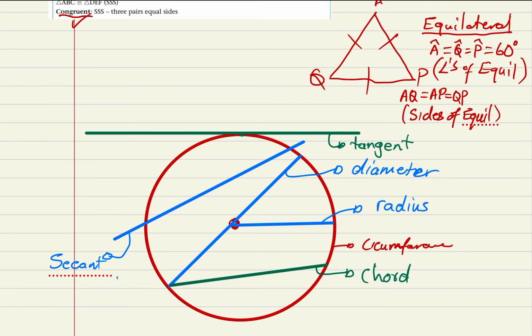Now I want us to be able to identify each line. These are the types of lines that we have, but before we continue further, I would like us to dwell on the chord. The chord separates a circle into two, and these two parts are called segments.